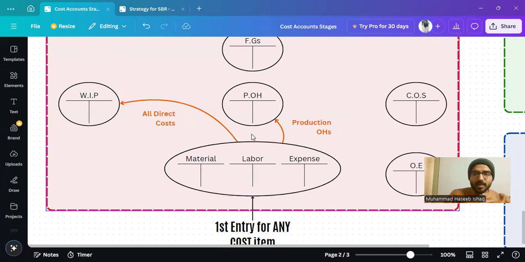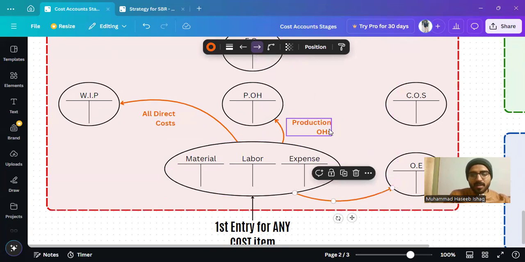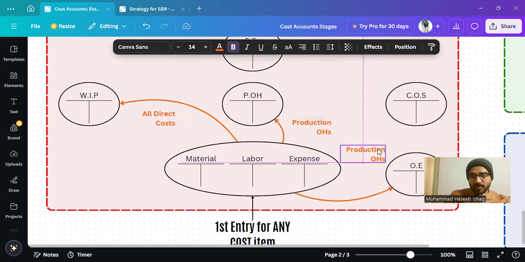Very easy. And then what about the non-production overheads? These are transferred to the operating expense account. Operating expense accounts are also known as non-production overheads. So all the non-production overheads are transferred to the operating expense account.